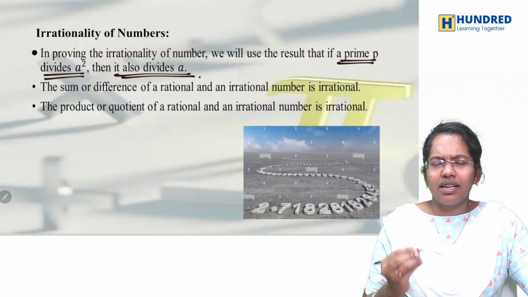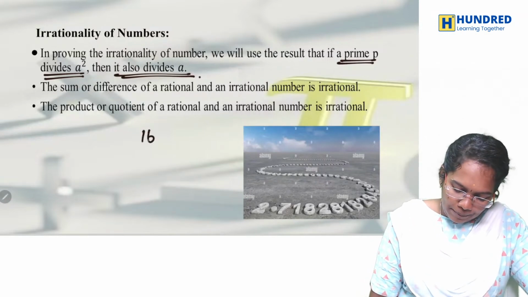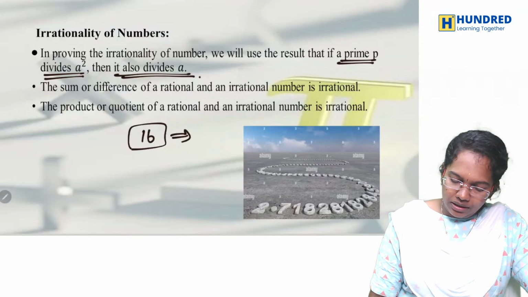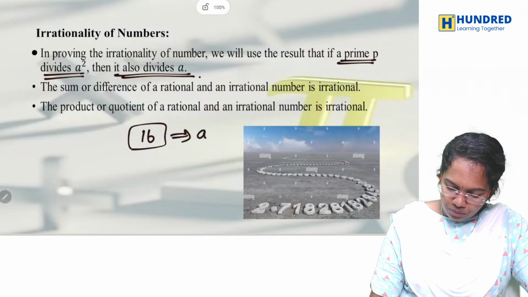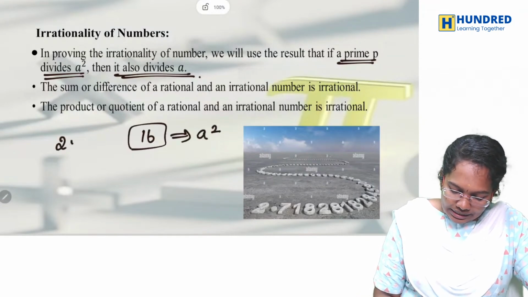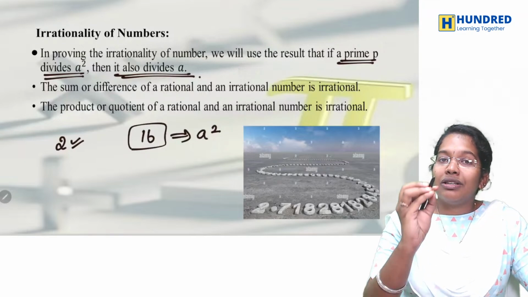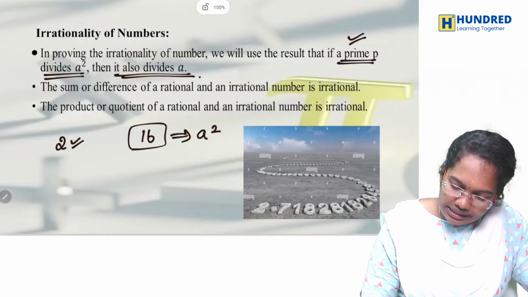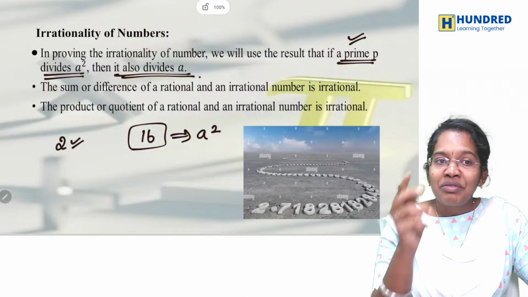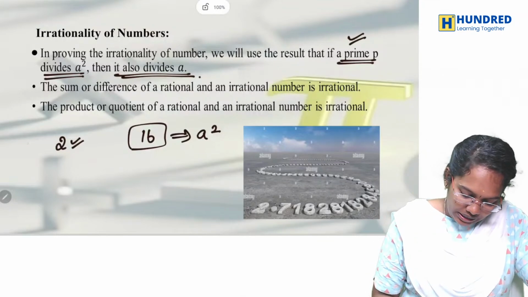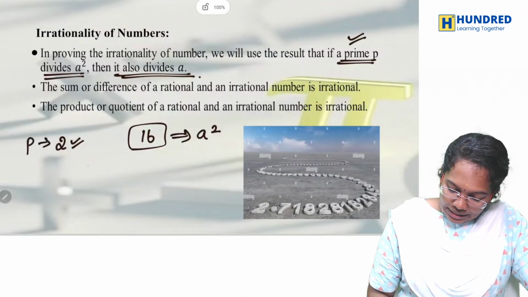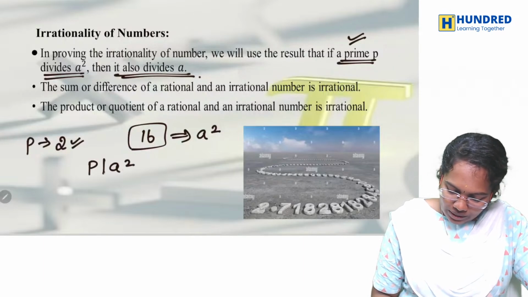Let's take a number to be 16. 16 is a square number, right? Let's assume this to be a square, and let's take 2 to be a prime. So let's check the first statement: if a prime divides a square. So this is P, which is a prime. This P is dividing a square, right?